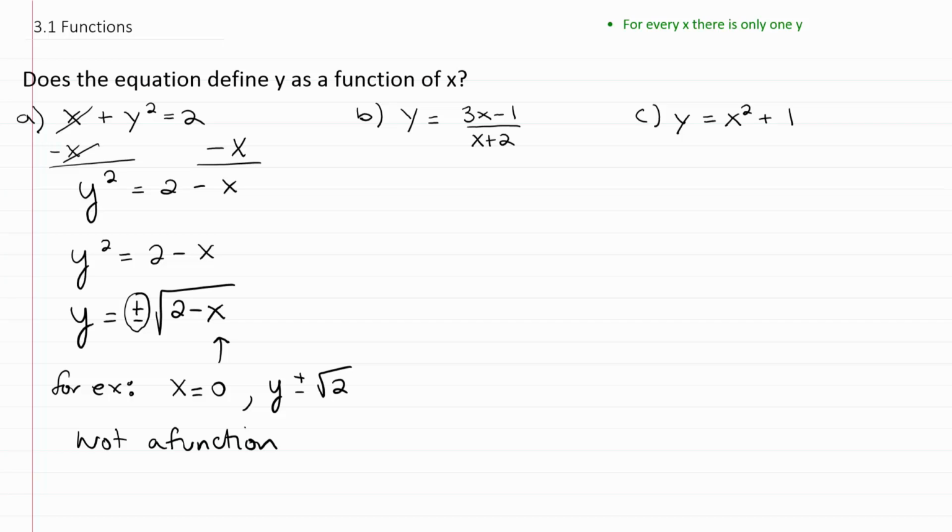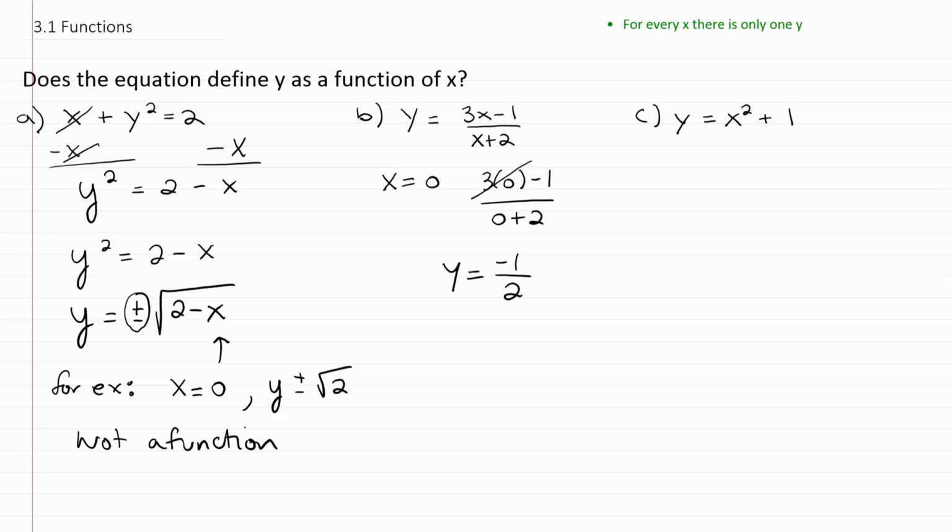All right, let's take a look at example B then. For example B, it's already set up as y equals 3x minus 1 over x plus 2. Well, you can tell that for every x value I plug in, I should get exactly one y value out. So for example, if I let x be equal to 0, just for a single case, we would have 3 times 0 minus 1 over 0 plus 2. Now, that will simplify and you'll end up with negative 1 over 2. And of course, it's just one y value that results.